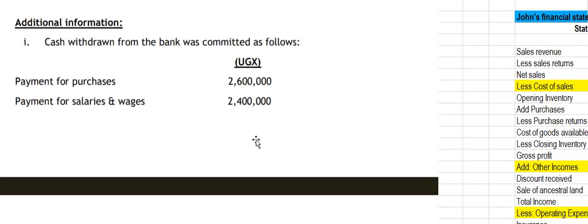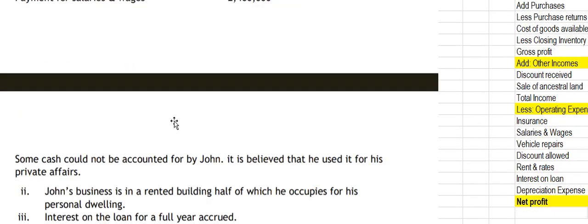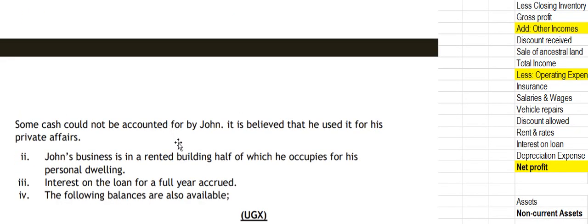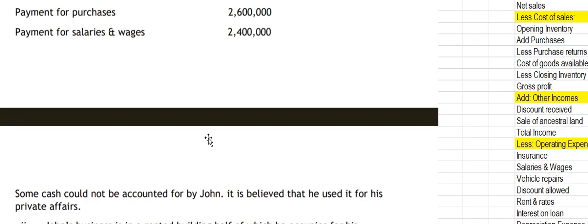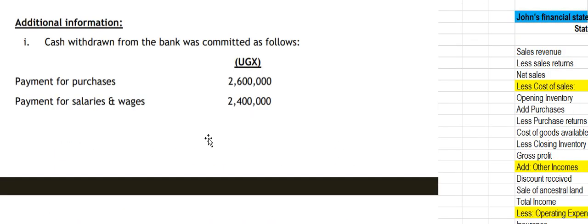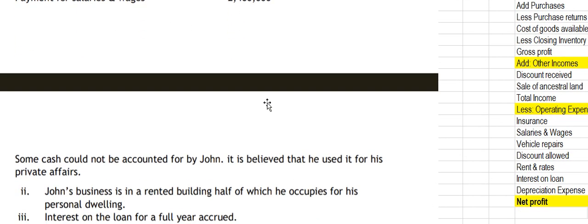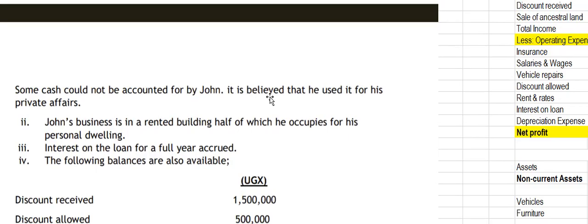So out of the cash that John withdrew from the bank, this is how he used that cash. 2.6 million payment for purchases, 2.4 million payment for salaries and wages. But they are telling you that some cash could not be accounted for by John. It is believed that he used it for his private affairs. So you have to find out exactly how much cash was withdrawn. Then you will deduct the 2.6, the 2.4. Then the balance, John used that balance for his private affairs. So those will be drawings.